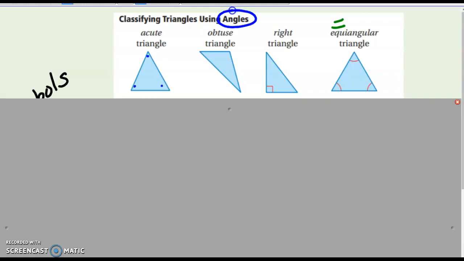So if they're all acute angles, it's an acute triangle. If it has an obtuse angle, a right angle, or if all the angles are the same, we get these terms to classify triangles by the angles, okay?